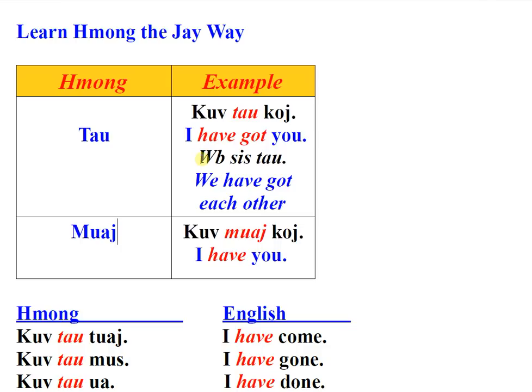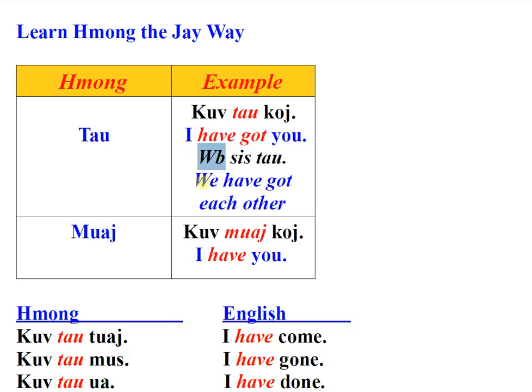In this video, we are going to study two Hmong words, Tao and Mua. Example, Gu Tao Go. Gu Tao Go means I have got you. U Shi Tao means we have got each other.